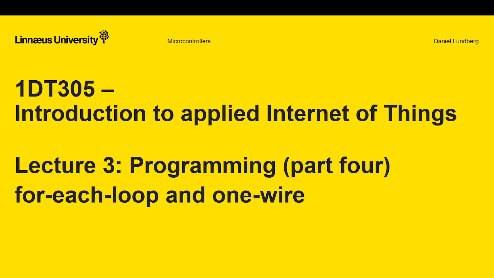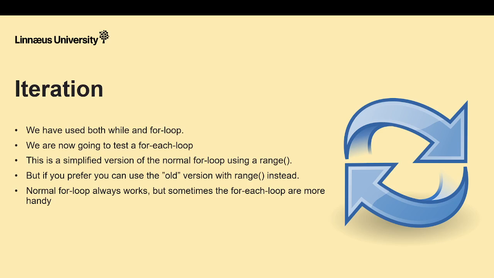Welcome to lecture 3 in Introduction to Applied Internet of Things. This is lecture 3, Programming, part 4. We are in this lecture going to discuss the for each loop and the one-wire protocol.